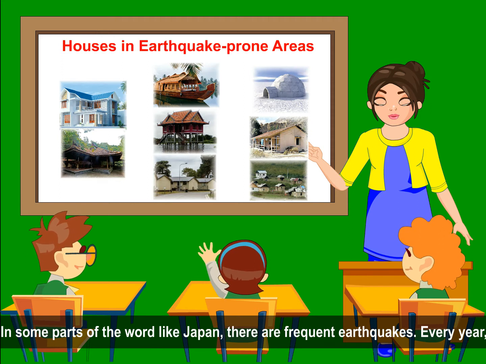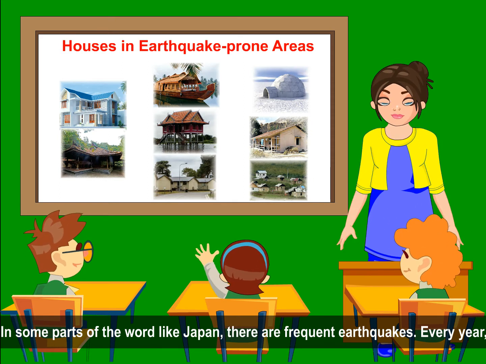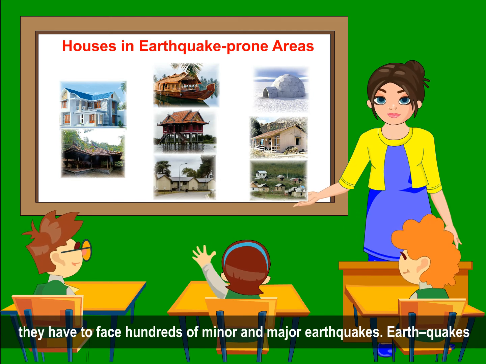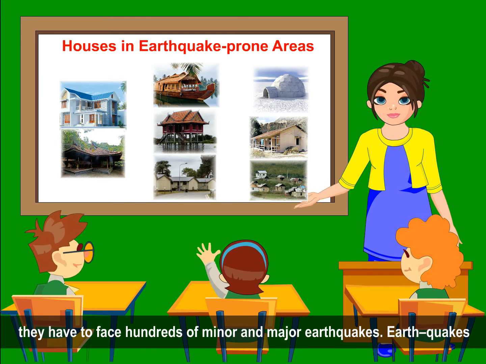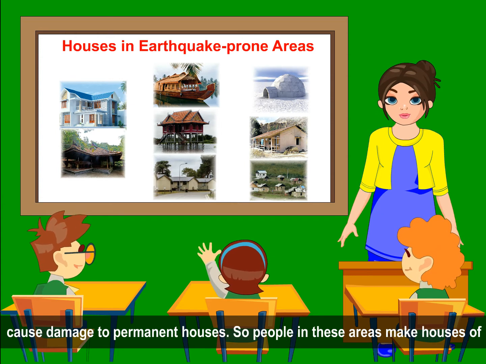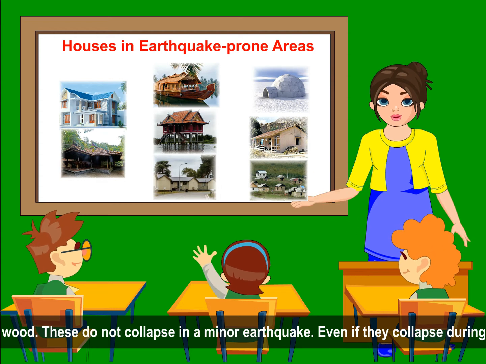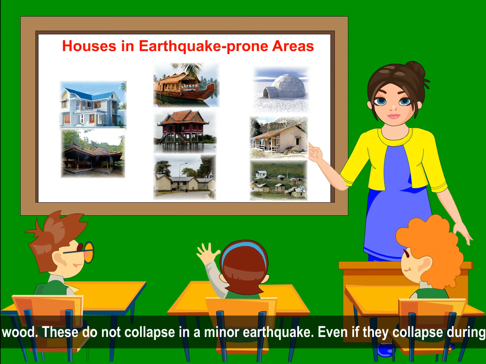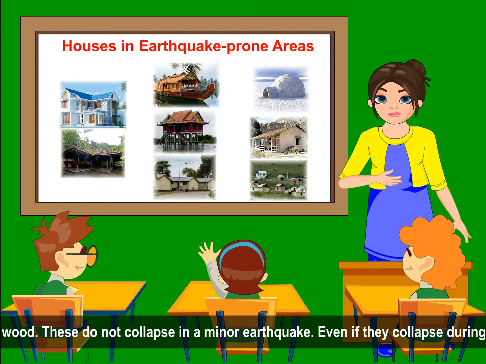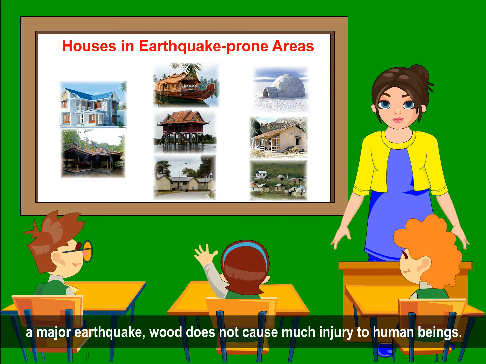Houses in earthquake-prone areas. In some parts of the world like Japan, there are frequent earthquakes. Every year they have to face hundreds of minor and major earthquakes. Earthquakes cause damage to permanent houses. So people in these areas make houses of wood. These do not collapse in a minor earthquake. Even if they collapse during a major earthquake, wood does not cause much injury to human beings.